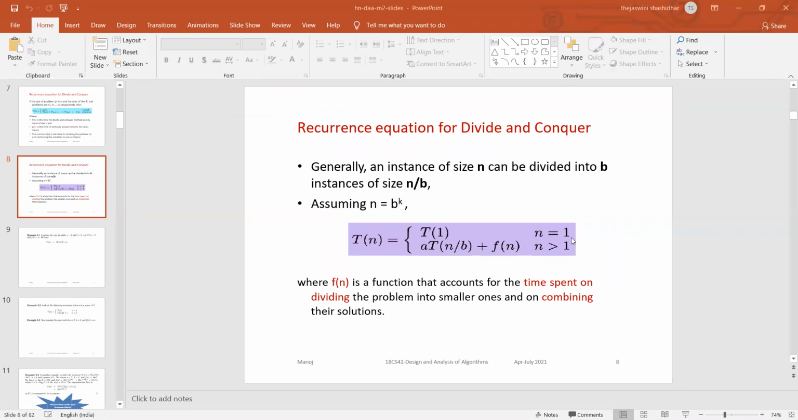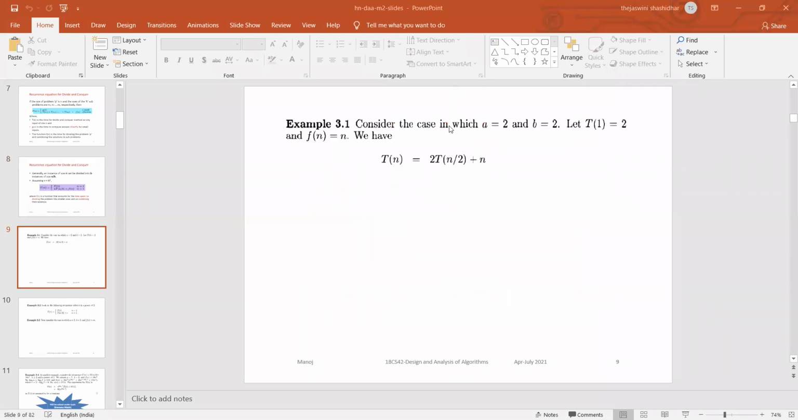If N is greater than 1, what is the formula you have? A T of N by B plus F of N. So F of N remains the same. A is the constant. T of N1, T of N2, T of N3, T of NK is being taken as T of N by B, where F of N is the function that accounts for the time spent on dividing the problem and combining the solution. So F of N is from step 1 to step 4. This is the general substitution we have taken.